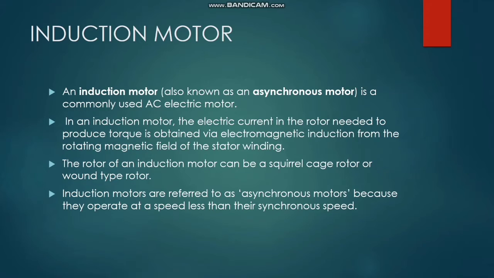In an induction motor, the electric current in the rotor needed to produce torque is obtained via electromagnetic induction from the rotating magnetic field of the stator winding. So, the required torque is produced by the electromagnetic induction from the stator winding.